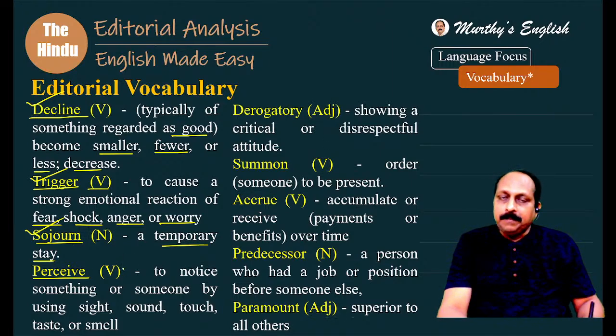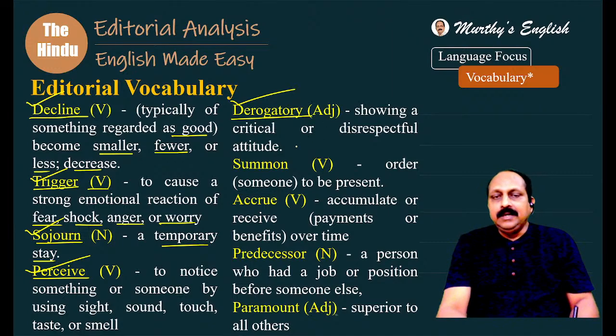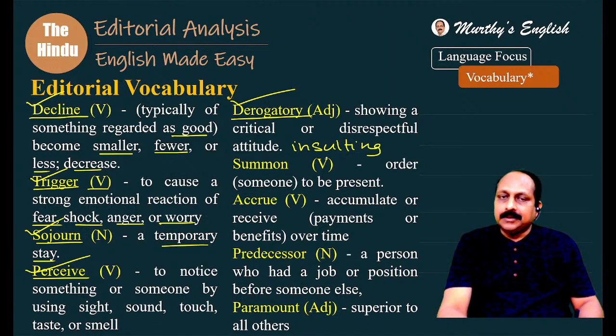Perceive, verb, perception, noun. Part of speech, verb. To notice something or someone by using sight, sound, touch, taste, or smell. Any of these, you feel the presence of someone or something, you notice, then perceive, perception. Derogatory, an important word. Derogatory, part of speech adjective, showing a critical or disrespectful attitude. But derogatory, generally, I tell students the meaning insulting, derogatory comment, insulting comment.